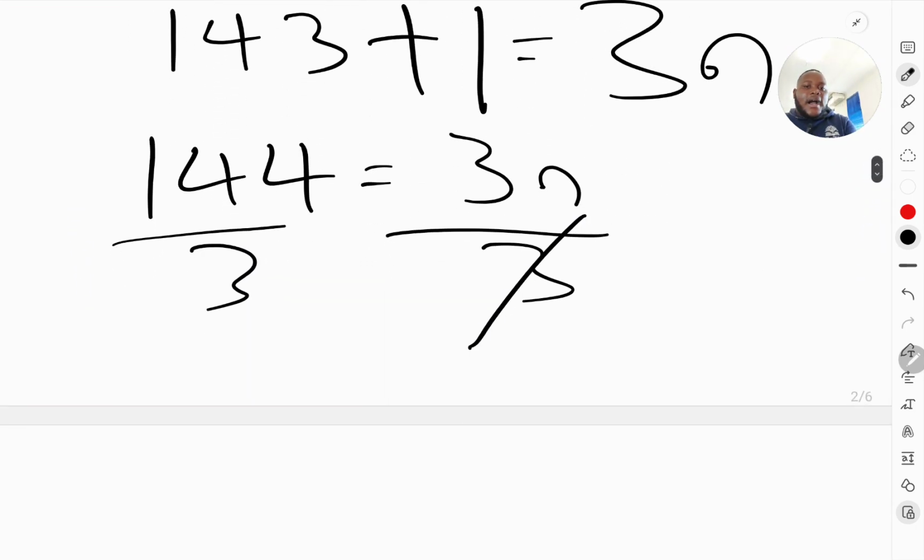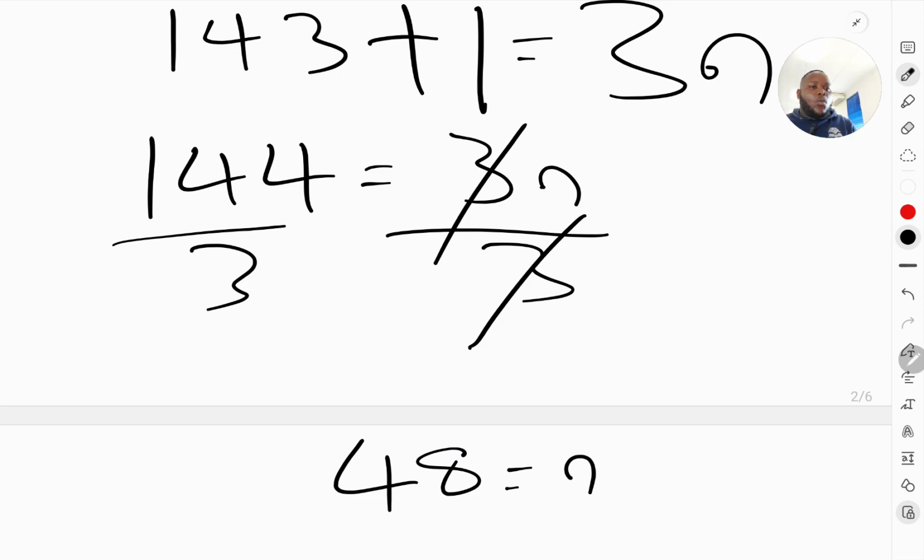So this 3 into 3 goes once, and I'll have n. Therefore I'll say 144 divided by 3, which gives me 48. Therefore 143 is the 48th term in my arithmetic sequence.